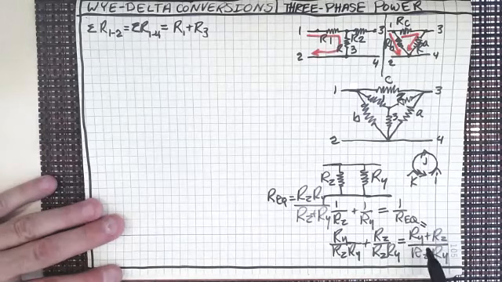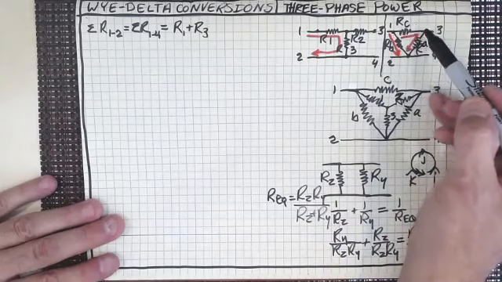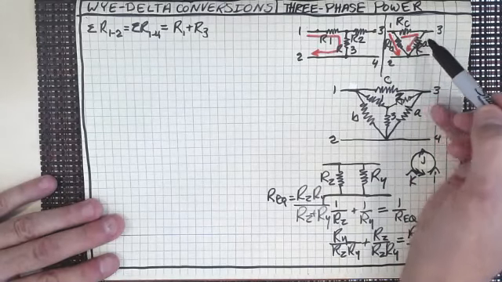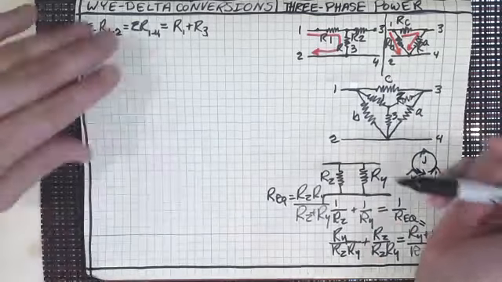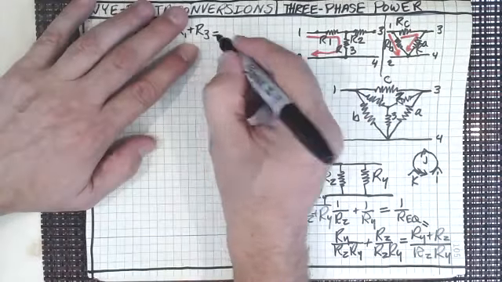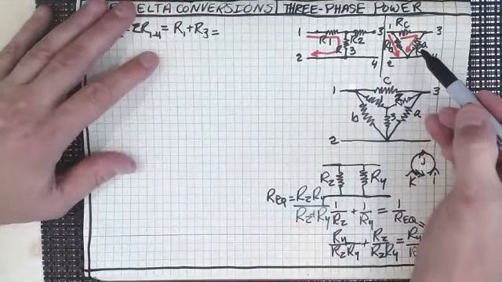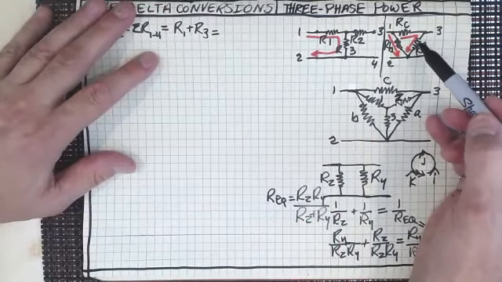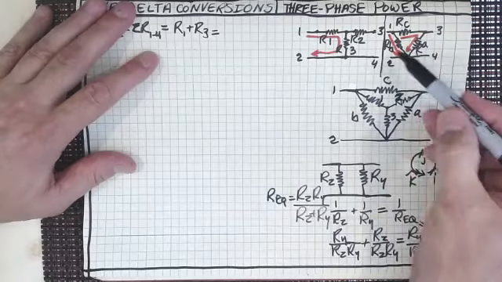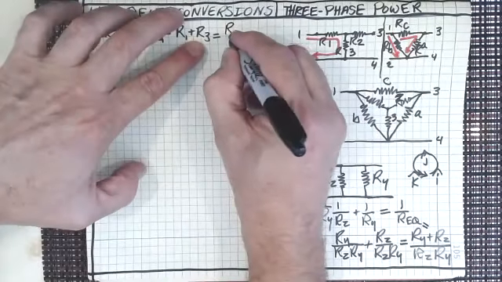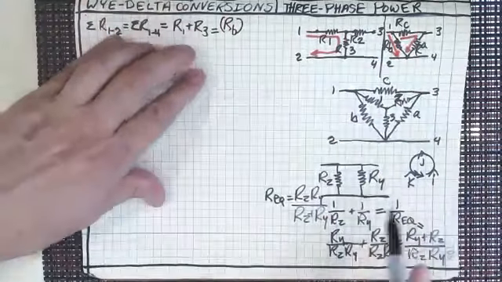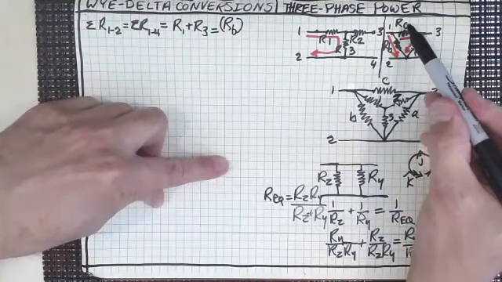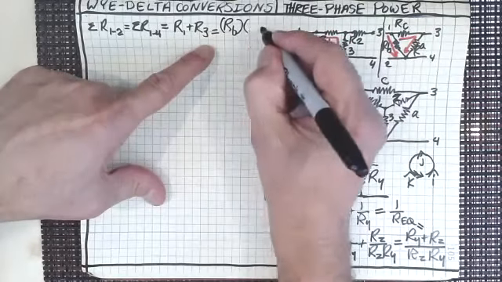So that's what we've got now, right? R sub z times R sub y. And in this case, R sub y is R sub c plus R sub a. So when we look at the y or the delta configuration, what is R sub z? That would be R sub b. And then what would be R sub y? R sub y would be R sub c plus R sub a.